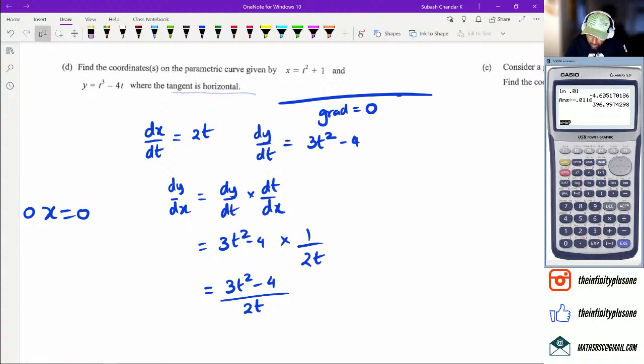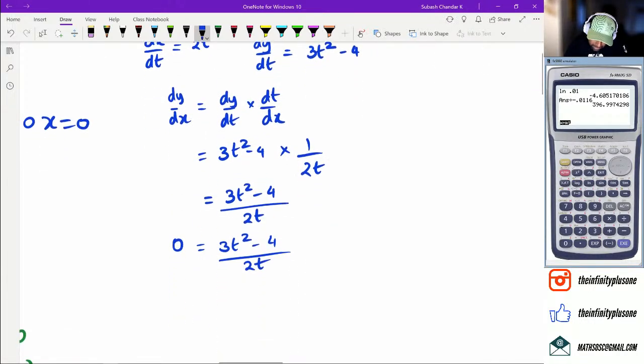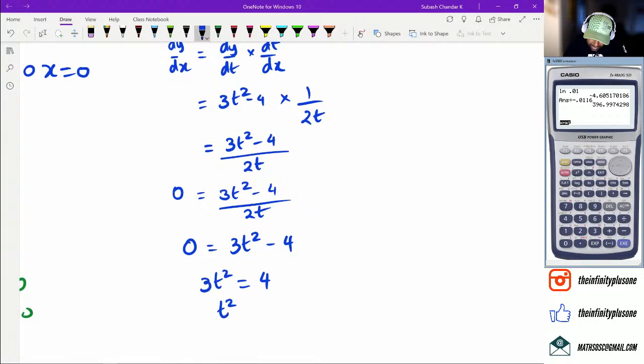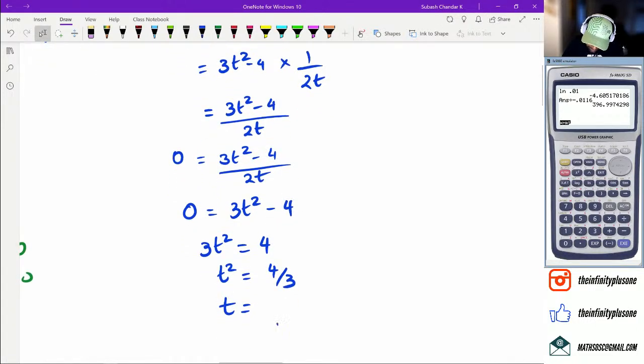So at this point, we just need to prove that the gradient is equal to 0, because if the gradient is 0, then the tangent will be flat. So we're going to put this equal to 0, and we get 3t squared minus 4 over 2t. Cross multiply, 2t disappears. We get 3t squared minus 4 equals 0. Rearrange, 3t squared equals positive 4, and t squared equals 4 over 3, or t equals plus or minus the square root of 4 over 3.